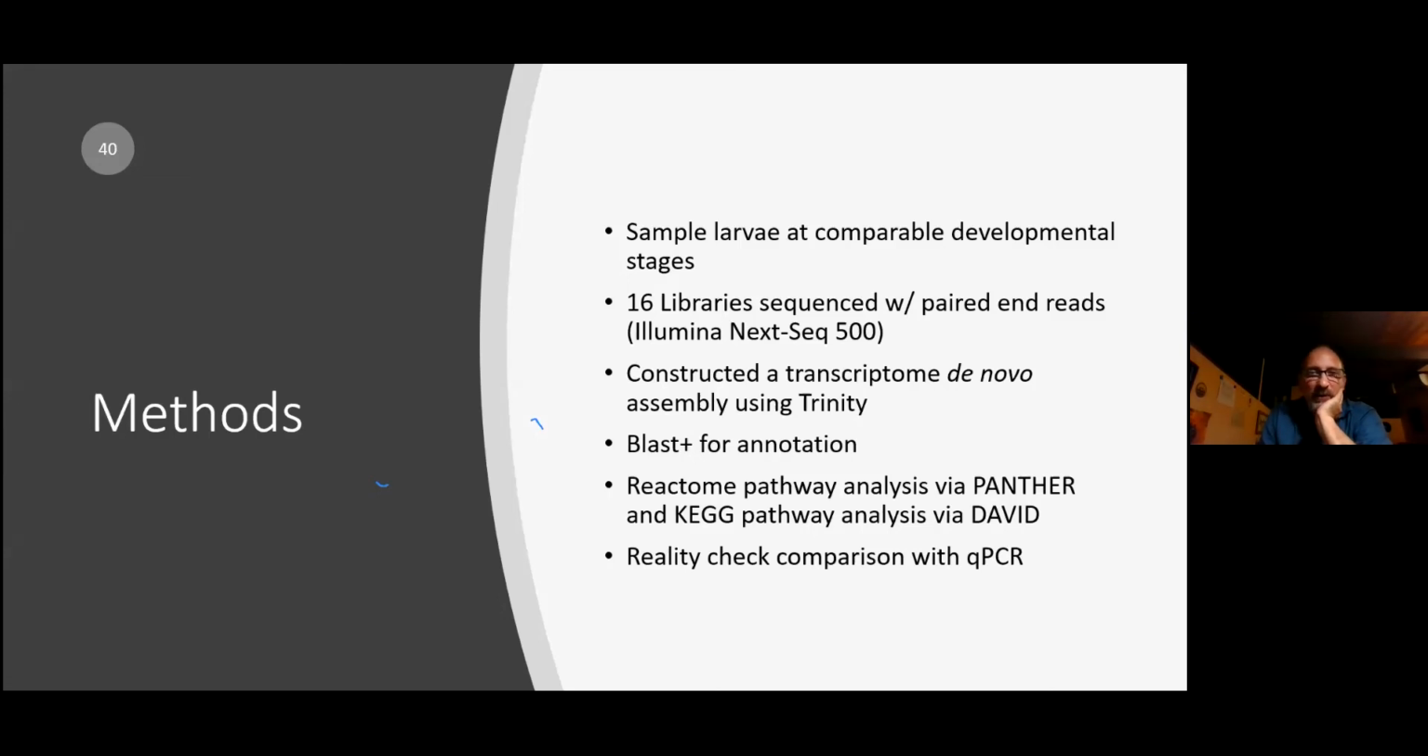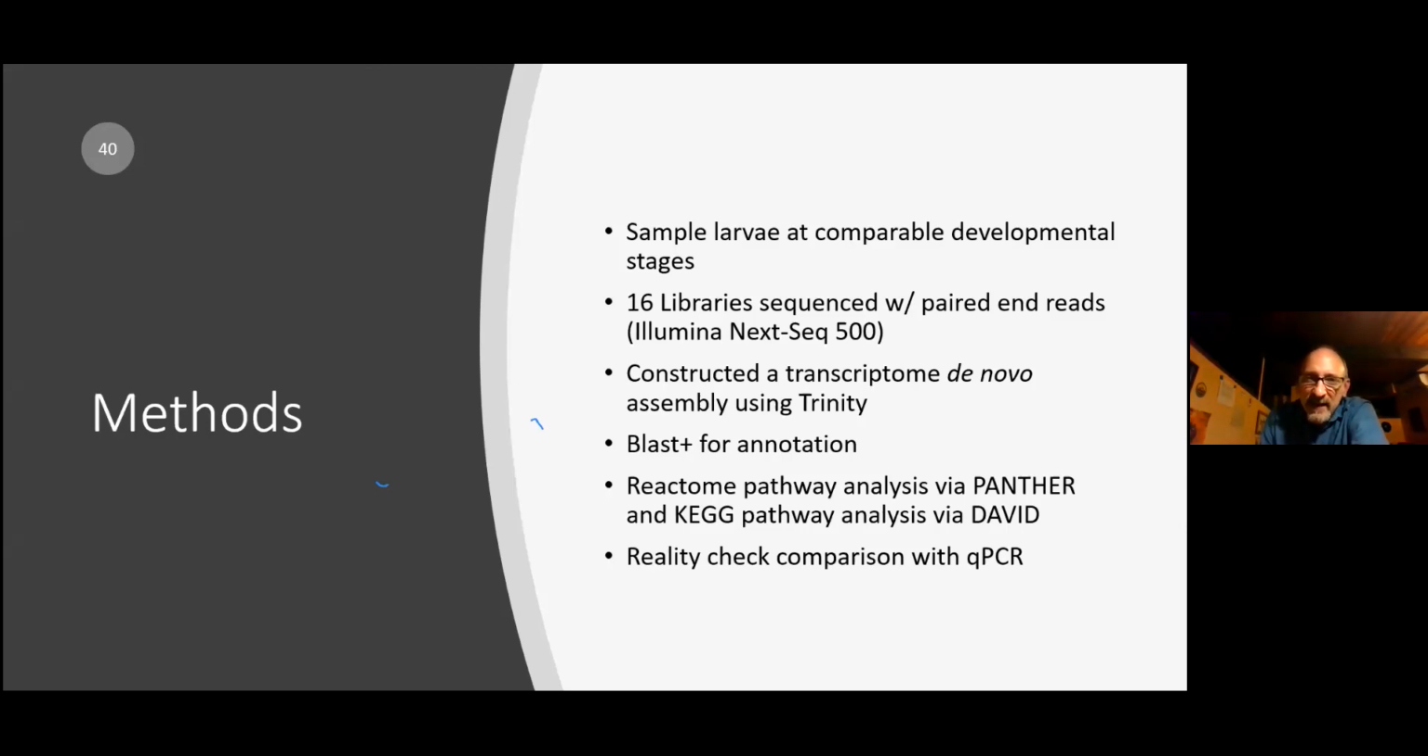So the methods, real briefly, the key thing here was to sample larvae at comparable developmental stages. And so that was sort of a tricky thing to do. We did this kind of visually by looking at the state of the wing pads. So they were still kind of light. They hadn't turned dark yet, but they had a certain level of development. And we said, okay, they're close.